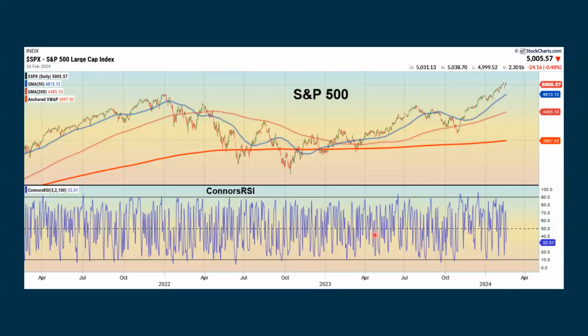This is a Connors RSI, which is another type of oscillator. This gyrates around quite a bit day to day. What we look for is an extreme positive or negative reading. We're not getting that right now, so I haven't been showing that chart.